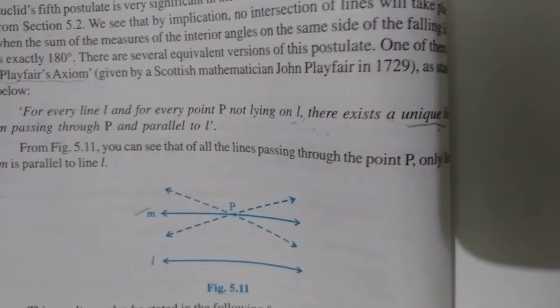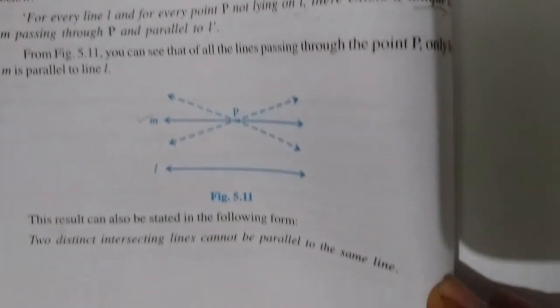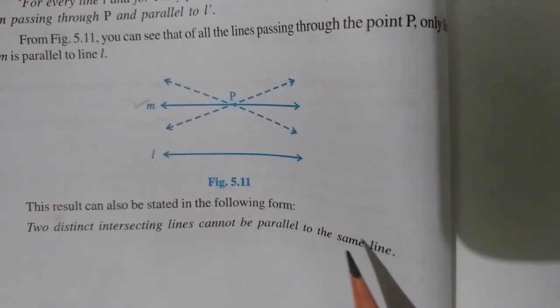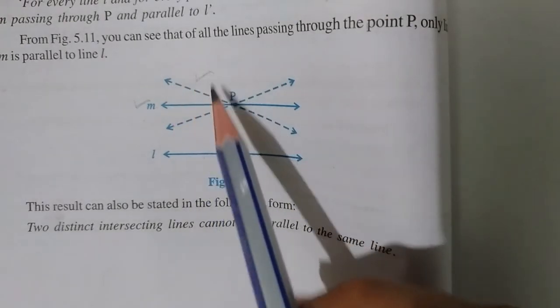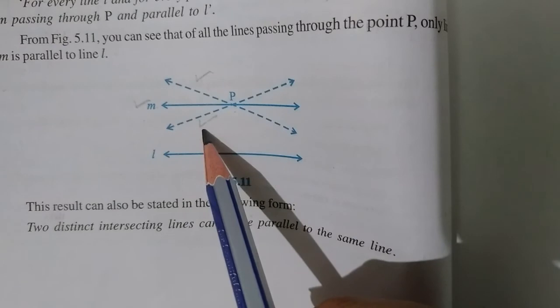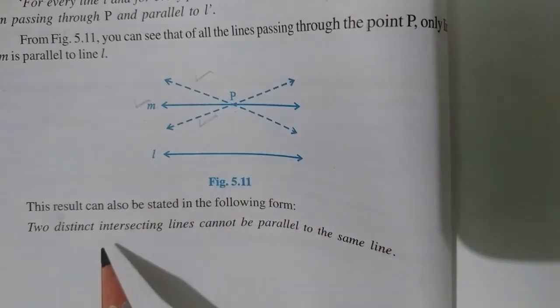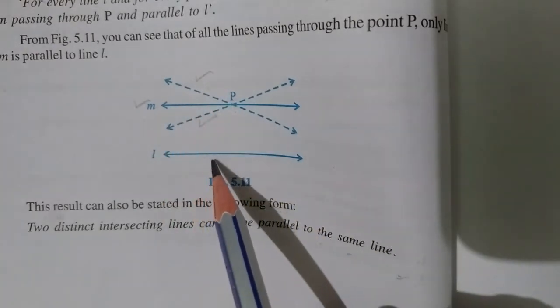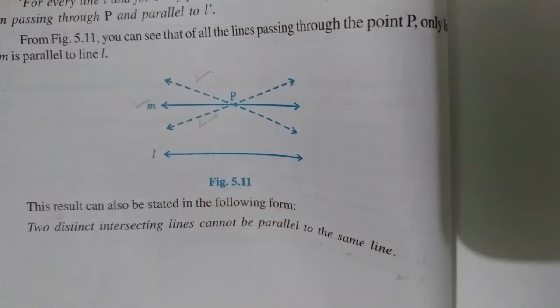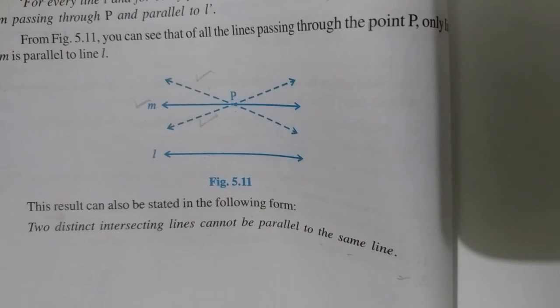Or children, another way it can be written is this way. Two distinct intersecting lines cannot be parallel to the same line, children. Two lines we take, intersecting lines. Suppose this line and this line we take. So two distinct intersecting lines cannot be parallel to the same line. These two lines cannot be parallel to this line L. Okay. Simultaneously, children, both the intersecting lines cannot be parallel to the one line. That is the meaning.